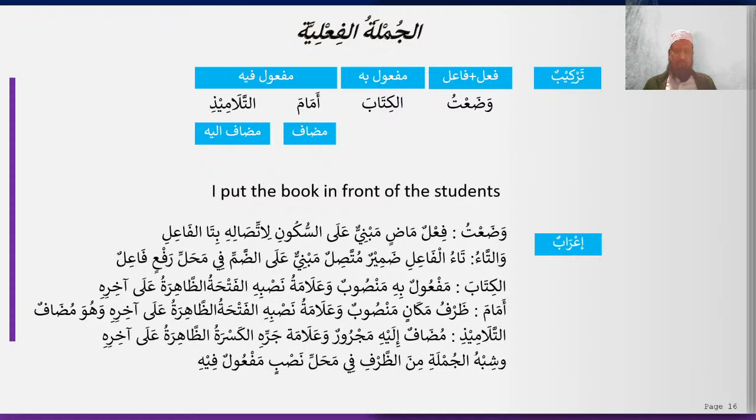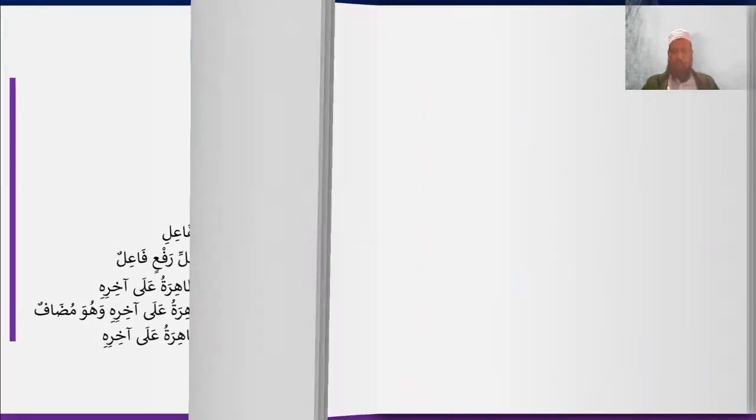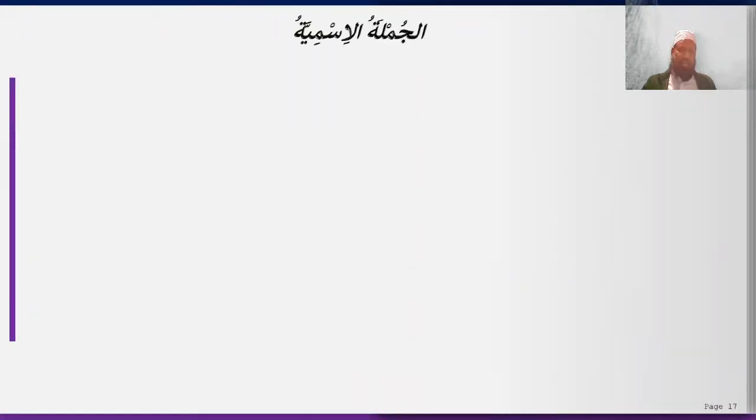You understand? In جملة فعلية, whenever we see any ظرف, either مكان or زمان, it is going to be مفعول فيه. But if the ظرف is a شبه الجملة, then it is going to be في محل نصب. في محل نصب.